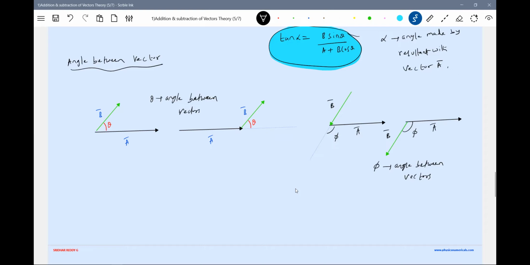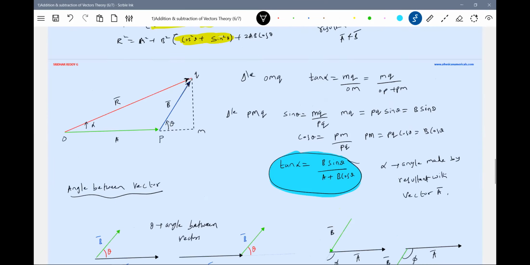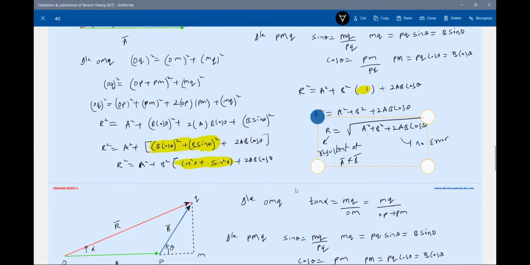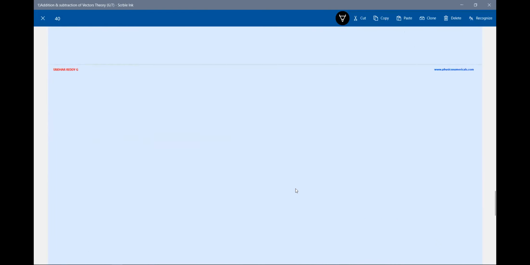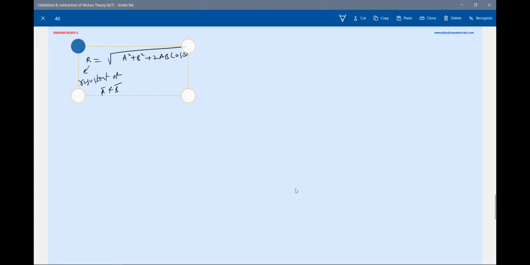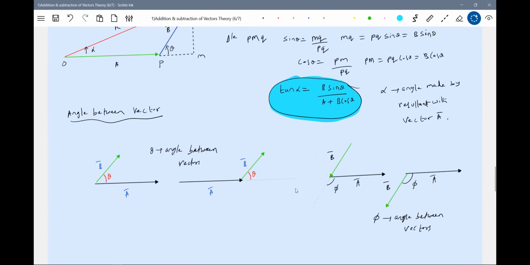Okay, this is about the parallelogram law of vector addition. Now, what is the use of this? Let me keep this formula in mind, then I'll discuss some cases. There's one thing. Then we derived this formula.